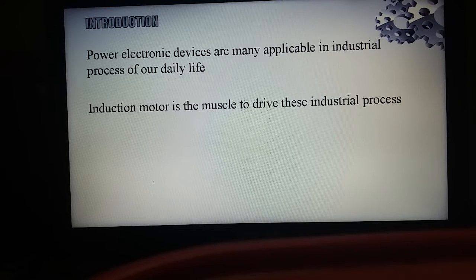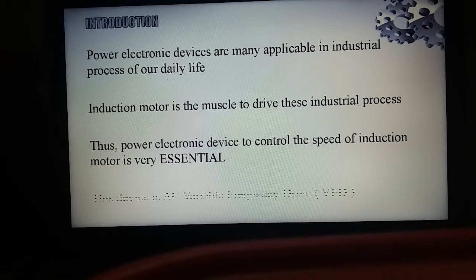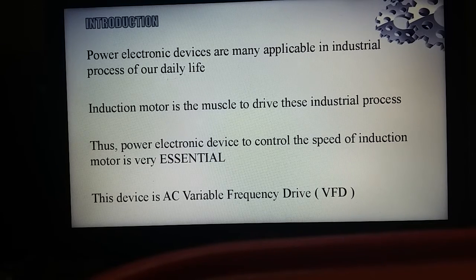First of all, power electronic devices are widely applicable in industrial processes of our daily life. The induction motor is the muscle to drive these processes. So, a power electronic device to control the speed of an induction motor is very essential. This device is my title, AC Variable Frequency Drive, VFD.